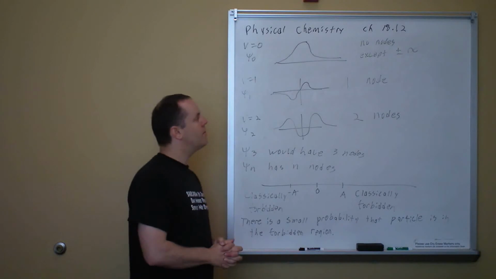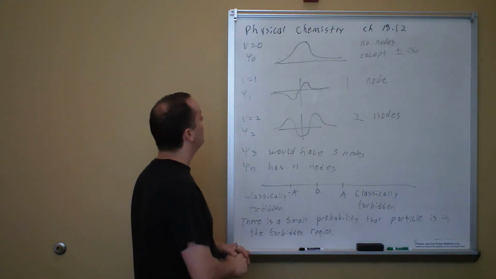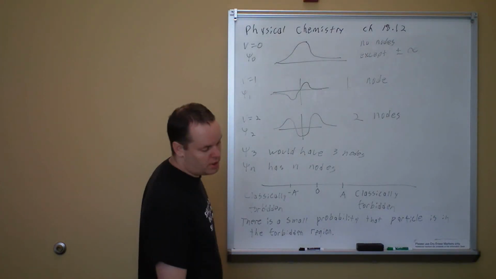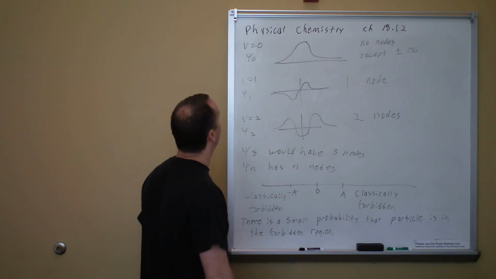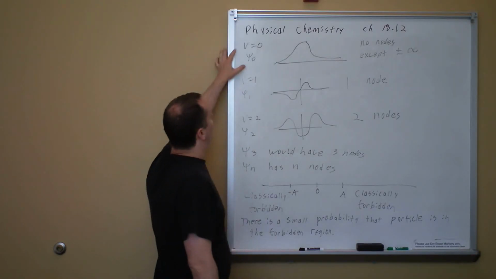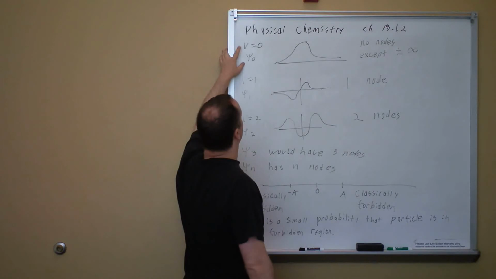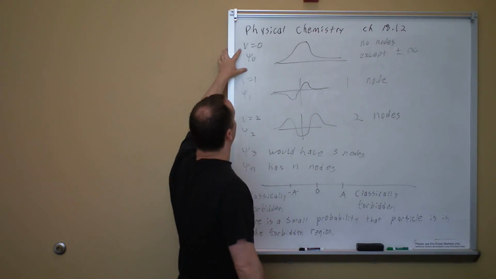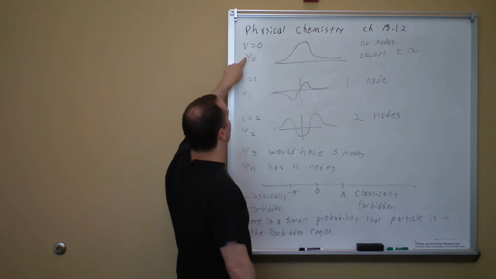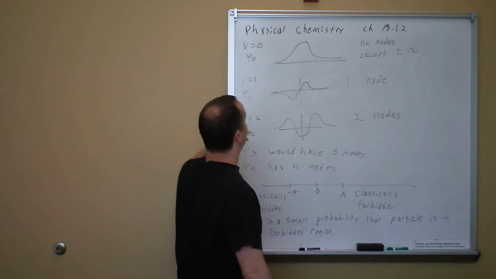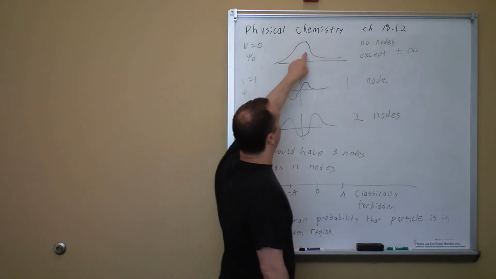Okay, continue on Physical Chemistry, Chapter 18, Section 12. We're now talking about the one-dimensional harmonic oscillator from the quantum mechanics point of view. I showed you the equations for vibrational quantum number equals 0, 1, or 2, the functions psi 0, psi 1, psi 2. So this is what it looks like when you graph it.